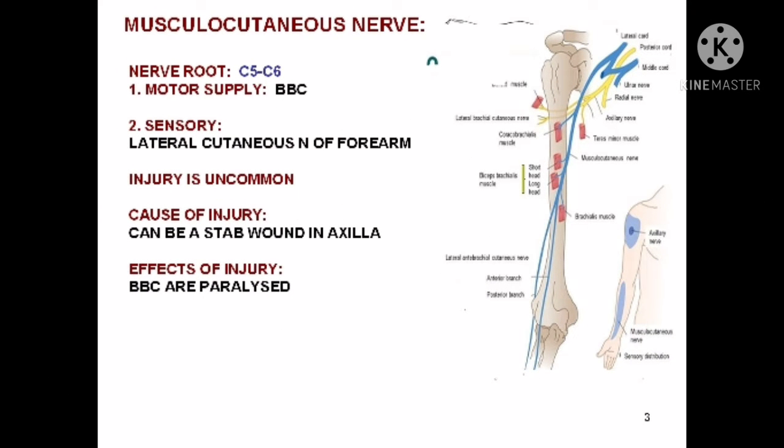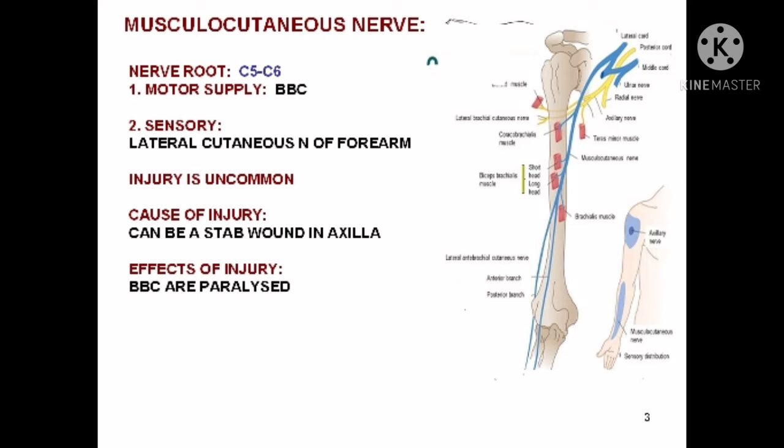First of all, we take the musculocutaneous nerve. Its root value is C5 and C6. That is, it is formed by the anterior primary rami of C5 and C6. It is the continuation of the lateral cord of the brachial plexus. Its motor supply is to the biceps brachii, the brachialis, and the coracobrachialis.